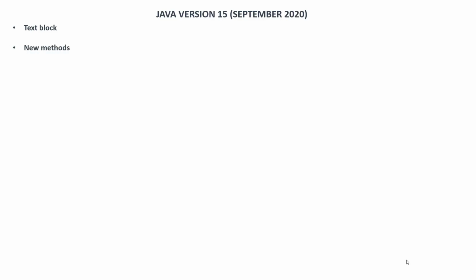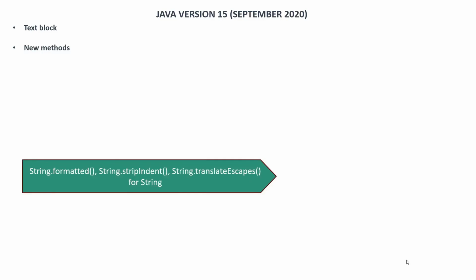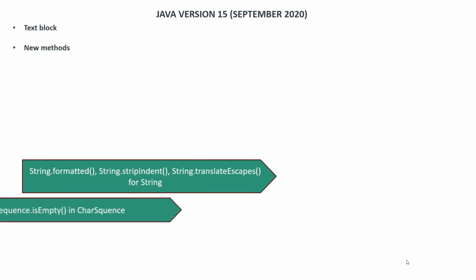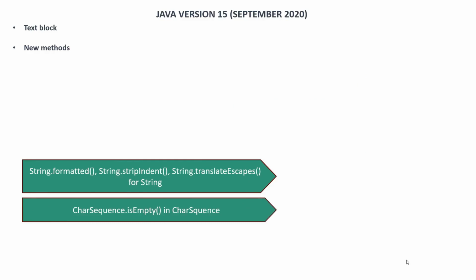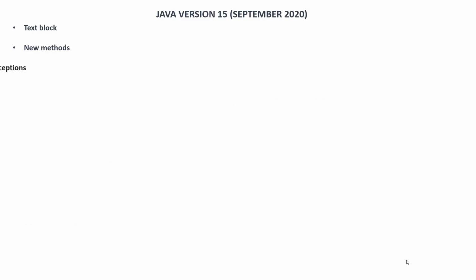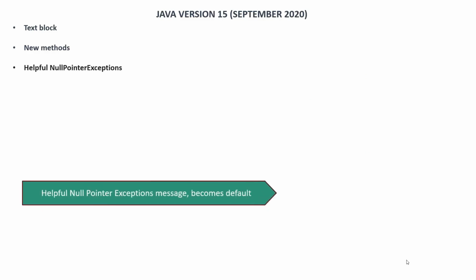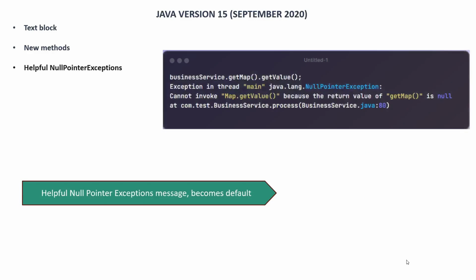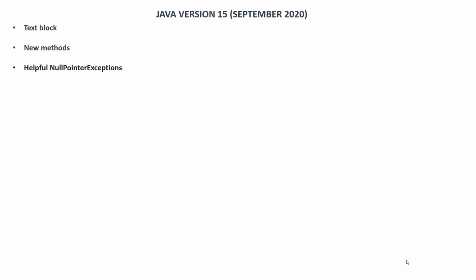Some new methods were added in Java 15 like String.formatted, String.stripIndent, and String.translateEscapes. And the CharSequence interface got an isEmpty method. Next is helpful null pointer exceptions, which were introduced in Java 14. This got enabled by default in Java 15 and in later Java versions.